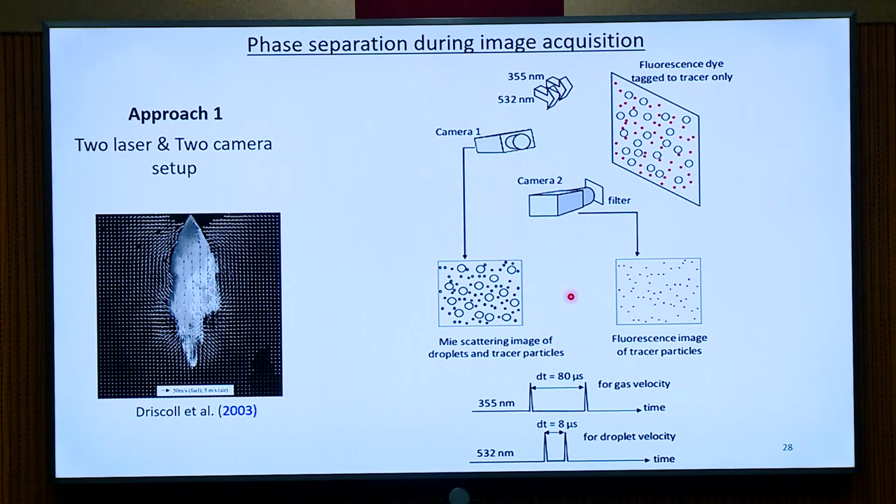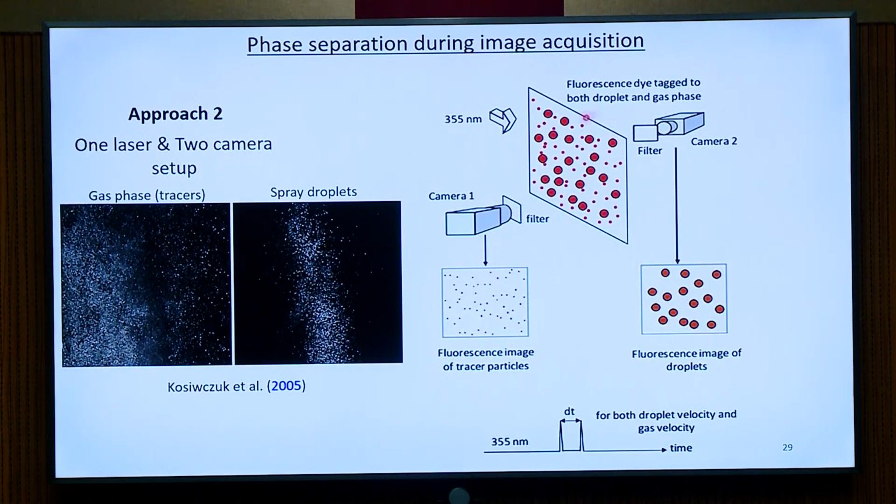Okay, so for example, there are different approaches where people use two different lasers. Due to time restriction, I am not going into detail. So here in this case, these people used two different fluorescent dyes for the liquid particles and for the tracer particles. When they fluoresce, the peak of the fluorescence spectrum would be different for the liquid and for the tracer, and accordingly you separately image them.